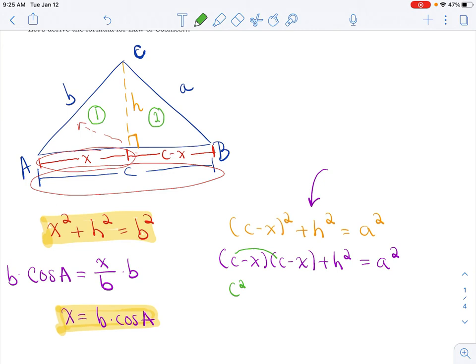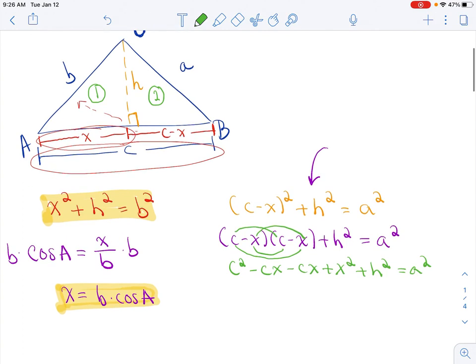we get c squared. Then we get minus, and it doesn't matter the order, I'm going to say cx. You could say xc. Then we get another minus cx. And then a negative x times a negative x is a plus x squared. All right, let's clean this up a little bit. These are like terms. So I get c squared minus 2cx plus x squared plus h squared equals a squared.